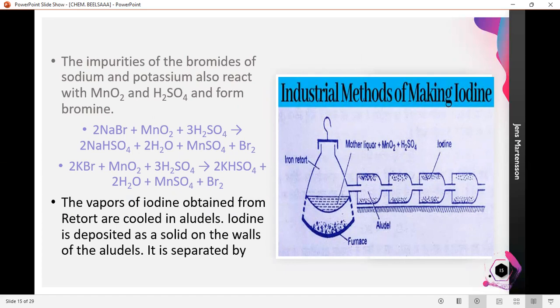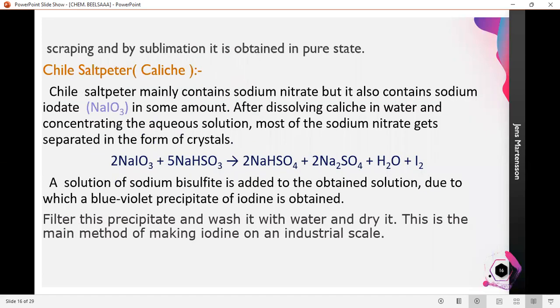Here are the reactions. The vapors of iodine obtained from the retort are cooled in aludels. Iodine is deposited as a solid on the walls of the aludels. It is separated and by sublimation it is obtained in pure state.